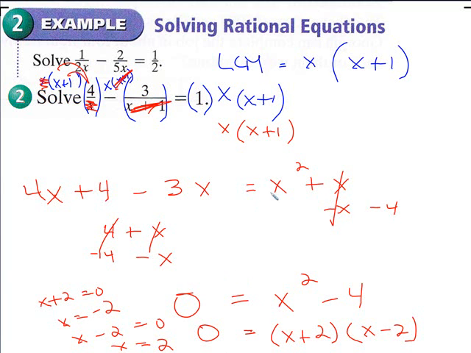And then you always want to double check your answers. So over here, our answer is negative 2 and 2. If you plug in negative 2 and 2 here, it's never going to result in 0. So each one of these is okay as an answer.